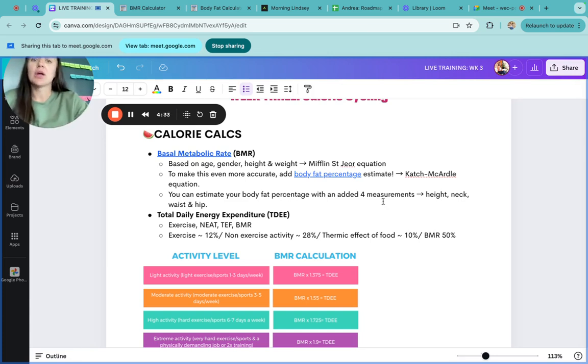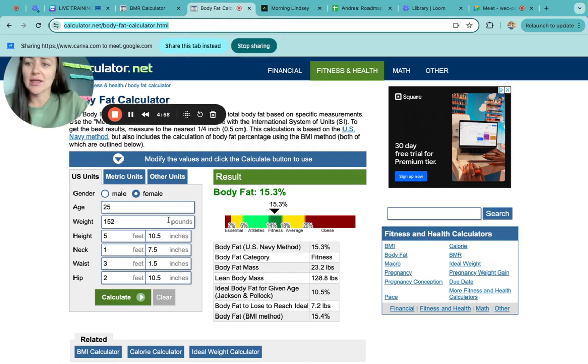Okay, so little tangent there, but to make this basal metabolic rate calculation more accurate, I like to always add the body fat percentage, okay? And if you click on, again, this blue link here, you can estimate your body fat percentage by simply adding 4 measurements. So your neck, waist, and hip circumference, okay? Super simple, okay, so height, neck, waist, and hip, all right?